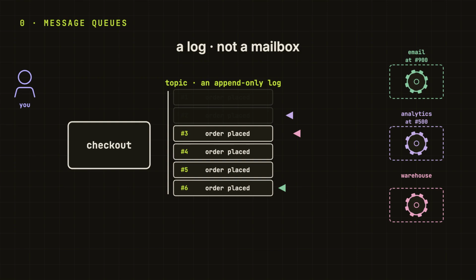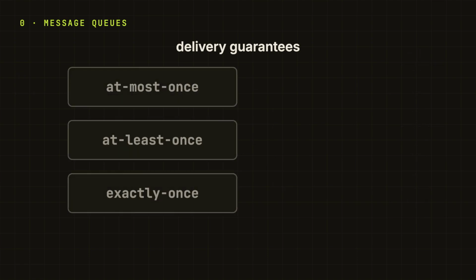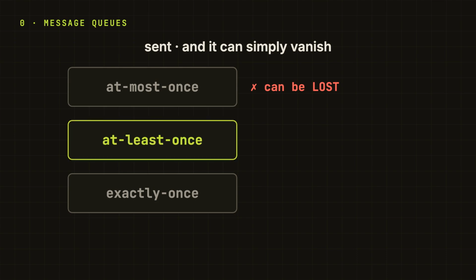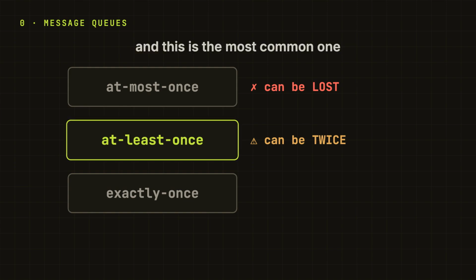And one important detail to get right: delivery guarantees. There are really three levels here, and you should know all three. At most once: a message is delivered 0 or 1 times, so it might get lost but never duplicated. At least once: it is never lost but might arrive twice, and this is the most common one.